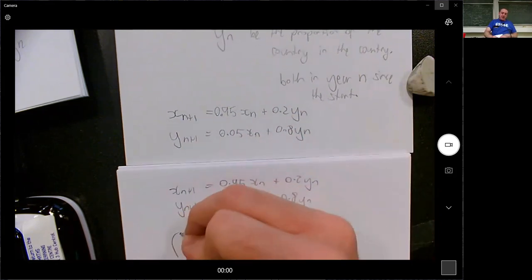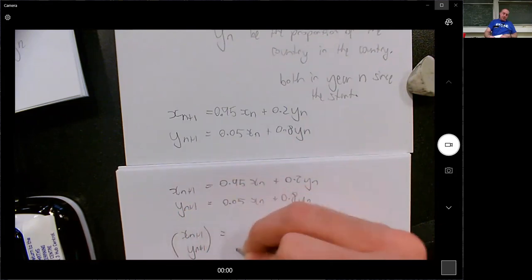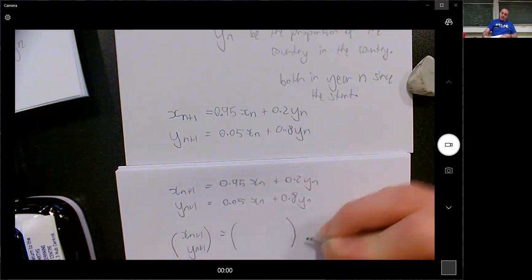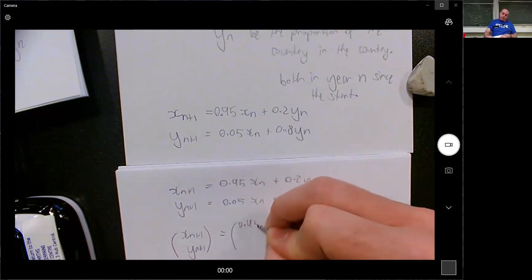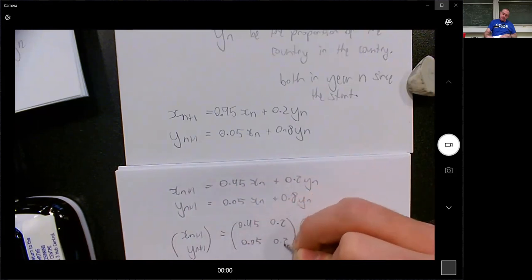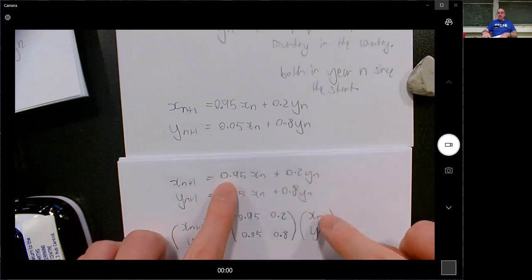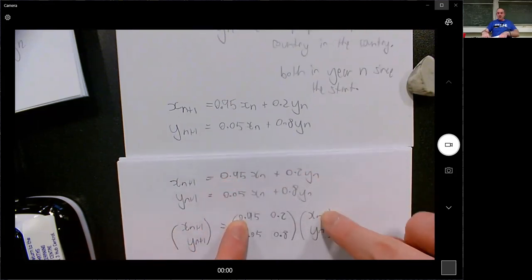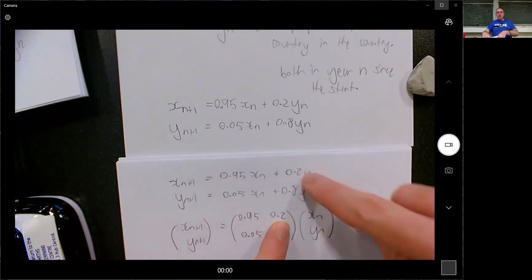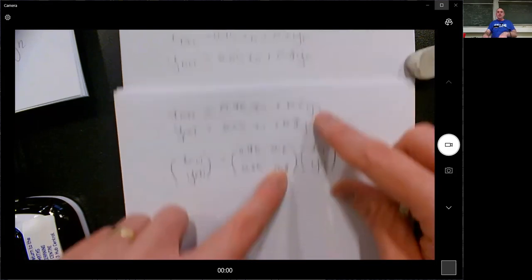So if I make a vector that's got x n plus 1, y n plus 1, then I can do this with matrix multiplication. Like that. Because I can go 0.95 times xn plus 0.2 times yn, that's what this line is, and 0.05 times xn plus 0.8 times yn, that's what this line is.